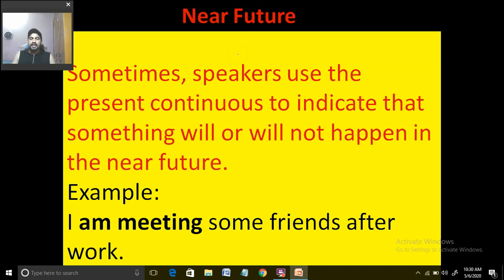If we want to say the sentence in the affirmative form, then we use it as it is. And if we want to say some statement in the negative form, then after the helping verb, after am, we have to put not. Okay.